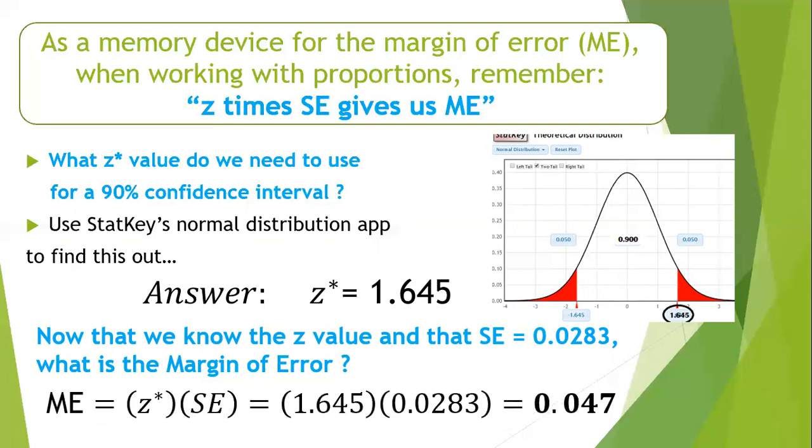Did you find about 0.047? That's the margin of error that we would have by multiplying our z-score times our standard error, 0.047, about 4.7%.